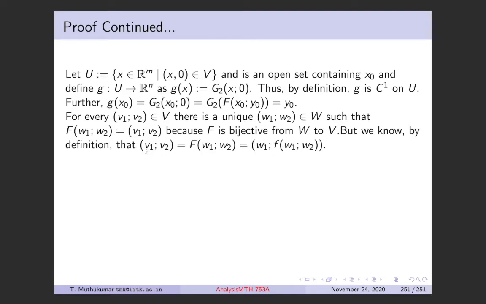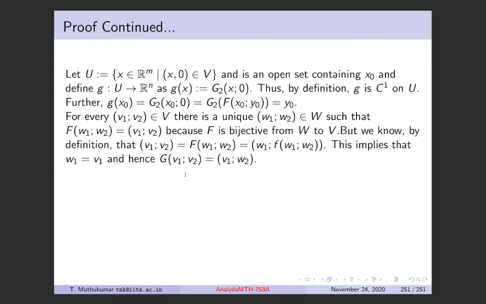Now you see, this is the first m-tuple, this is the second n-tuple, this is the first m-tuple, n-tuple. So this equality implies that w1 is actually v1. If you start with a (v1, v2) in capital V, you have a unique (w1, w2), but whatever we have just obtained tells you that this w1 is actually v1. So this implies that w1 is v1.